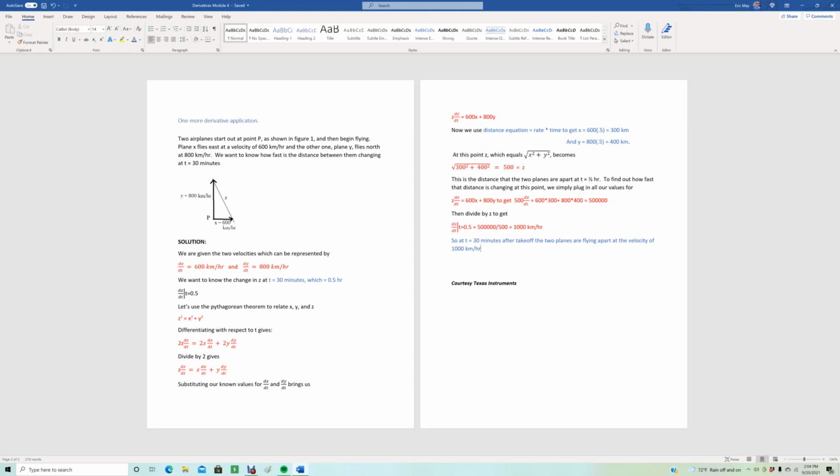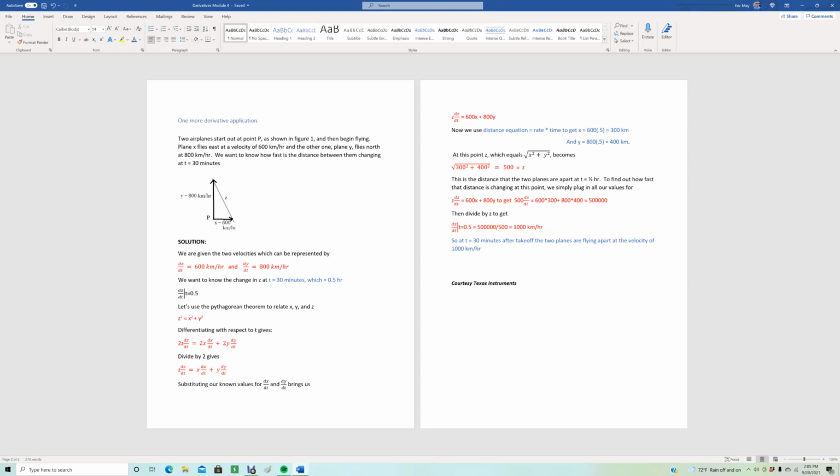To find out how fast that distance is changing at this point, we just plug in all the values we already know into the z dz/dt equals 600x plus 800y equation. So we get 500 dz/dt equal to 600 times 300 plus 800 times 400, and that gives us a total of 500,000. Now to divide by z, we'll get our answer. 500,000 divided by 500 equals 1,000 kilometers per hour. That is how fast they are moving away from each other.